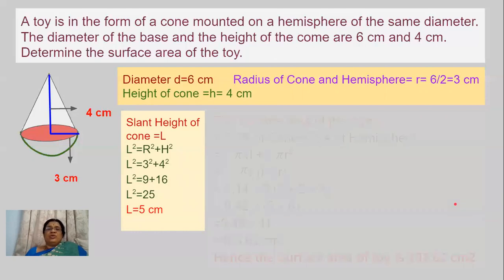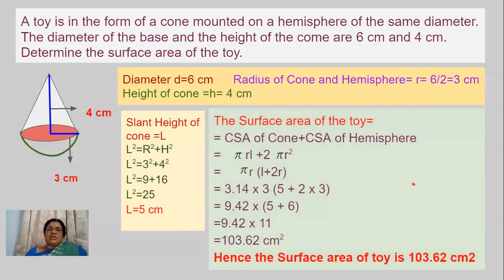Now we'll move on to work out the surface area of this newly formed object. In this we can observe two three-dimensional figures, two solid shapes. One is the cone, the other is the hemisphere. So you can find separately the curved surface area of the cone and the curved surface area of the hemisphere. You know the formula: pi R L for the curved surface area of the cone, and the hemisphere CSA is 2 pi R square.